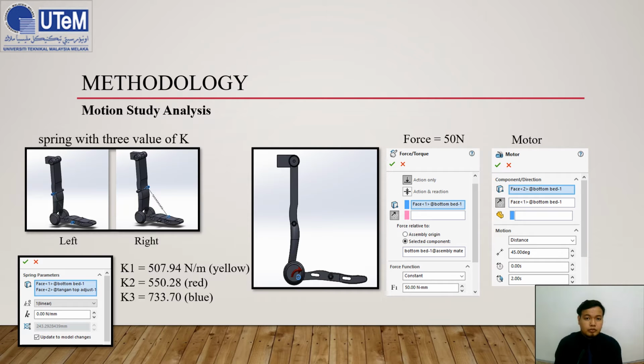So we need to put the force into the product, which is 50 Newton, and we also need to put the motor on the product to move the bottom bed of the product.